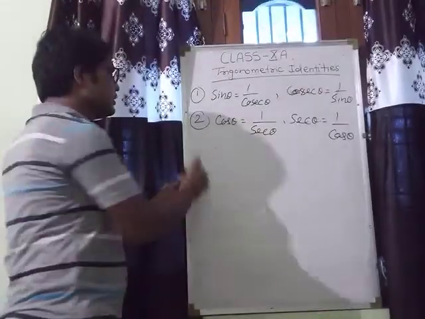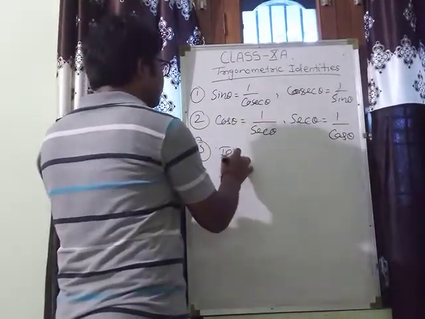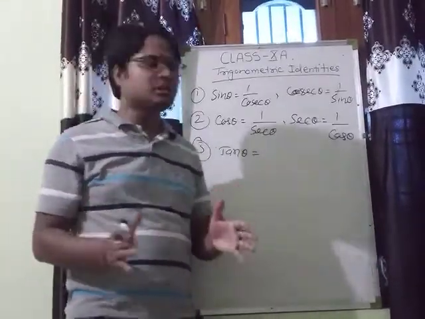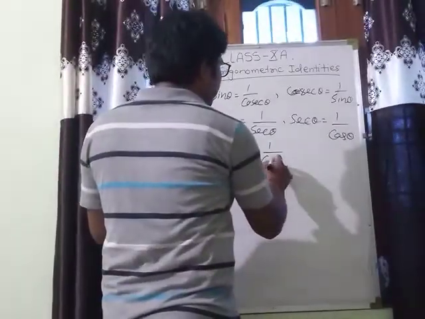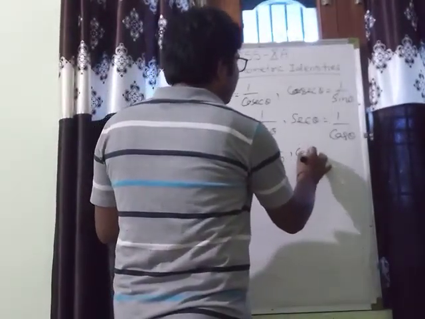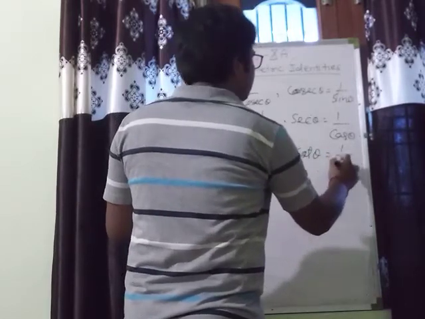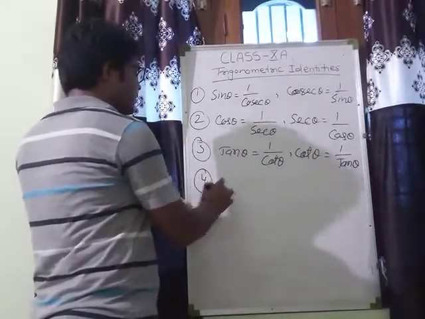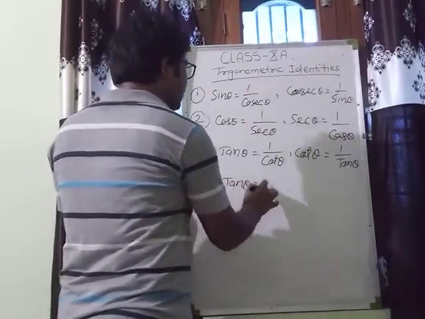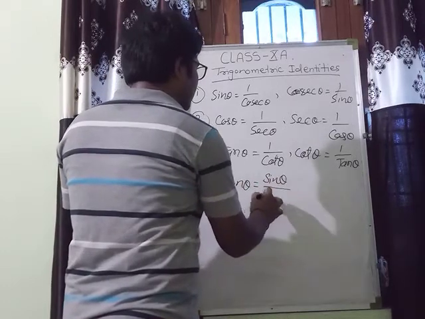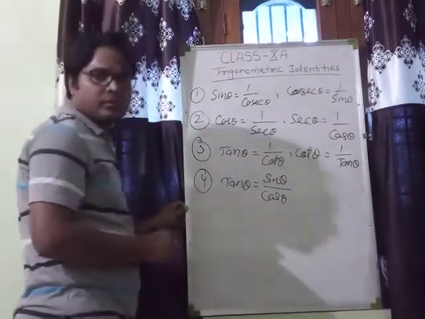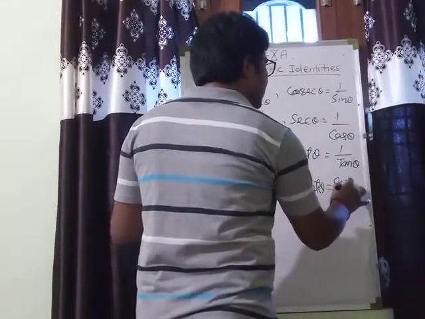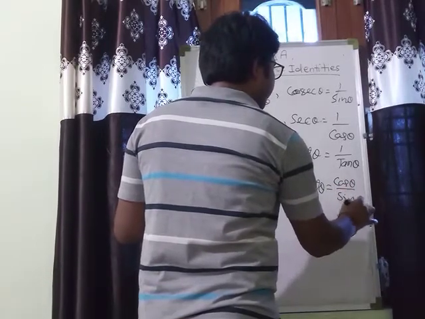Okay? Third, we know that tan theta and cot theta are reciprocal to each other. That's why tan theta is 1 by cot theta and cot theta is 1 by tan theta. Okay? Fourth one, tan theta is equal to sin theta upon cos theta, and cot theta is equal to cos theta upon sin theta.